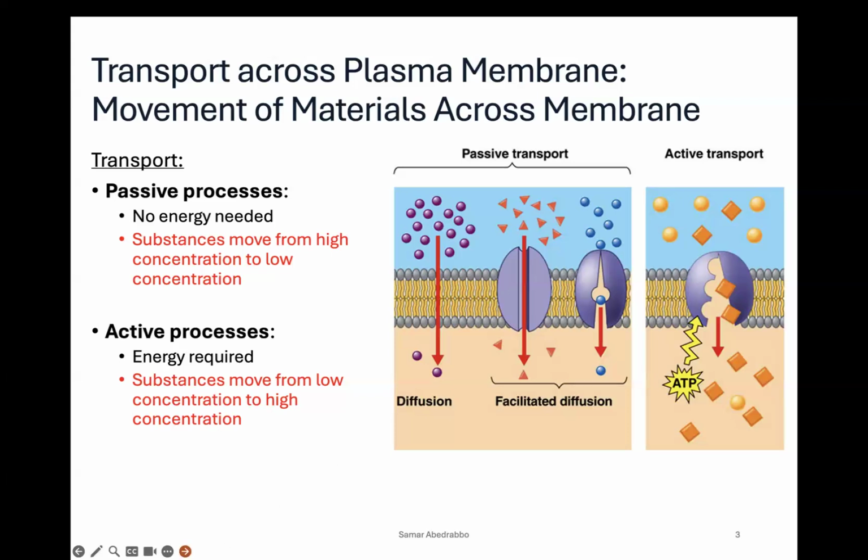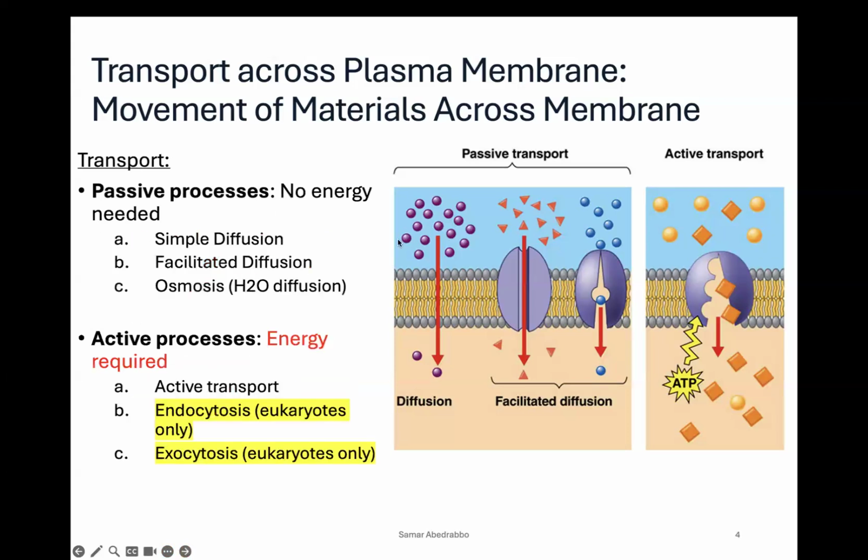Okay, so now we will focus on these two processes. There are examples of passive processes and active processes, and we're going to go through each. With passive transport, there are three types in a cell: simple diffusion, facilitated diffusion, and osmosis. We're going to learn about those in detail. And then for active processes, which require energy, there is what we call active transport, and then there's endocytosis and exocytosis.